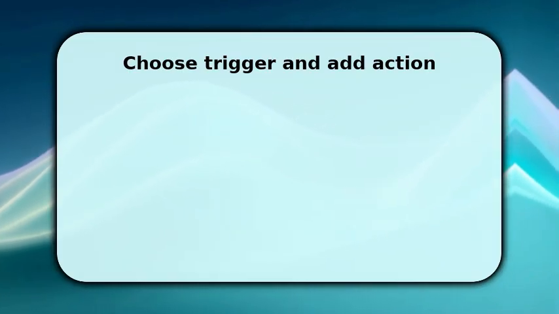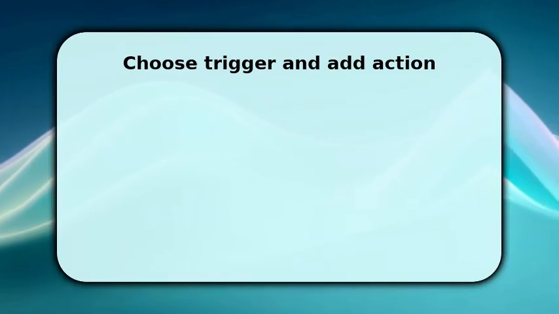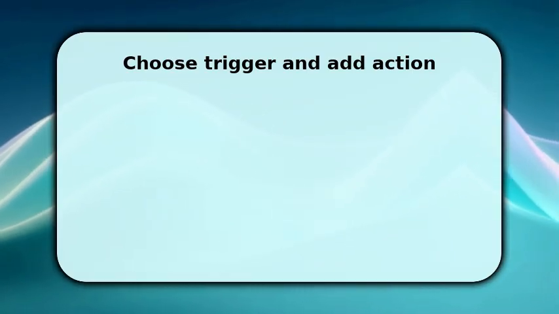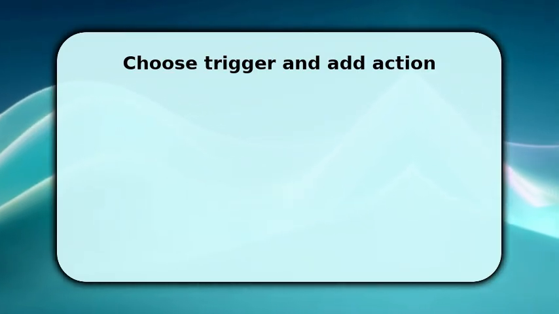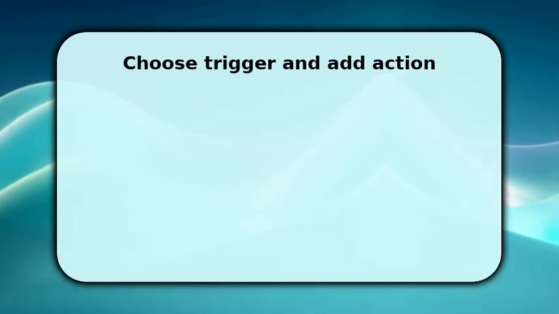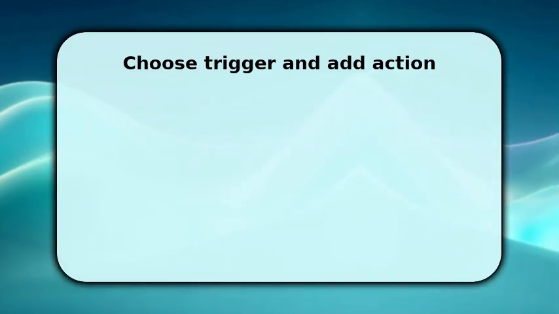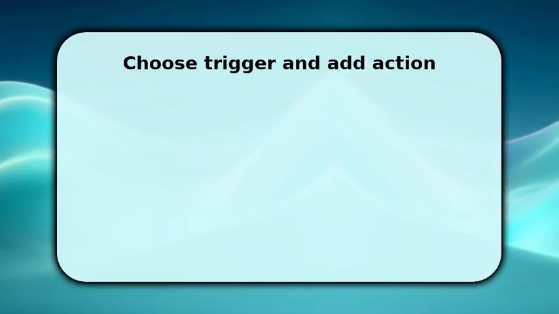After choosing the trigger, tap Add Action and search for Set Low Power Mode. Select Turn On. Make sure the action order is correct. The automation will execute the action when the trigger occurs. This creates the core behavior that saves battery automatically for you.